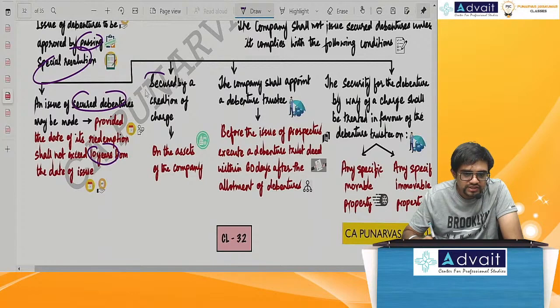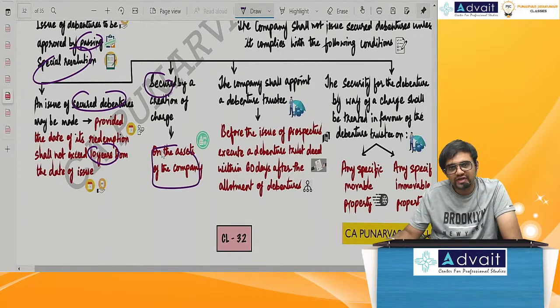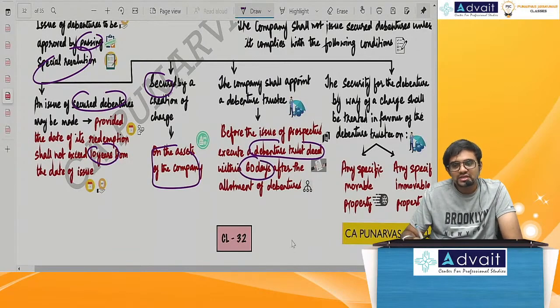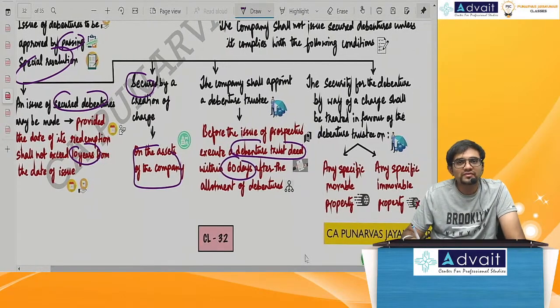Of course, it should be secured on the assets of the company without fail. The company shall appoint a debenture trustee to look into all these debentures. The debenture trust deed has to be framed within 60 days. The security for the entire debenture by way of charge shall be created in favor of the debenture trustee itself. That is, it can either be a specific movable property or immovable property.